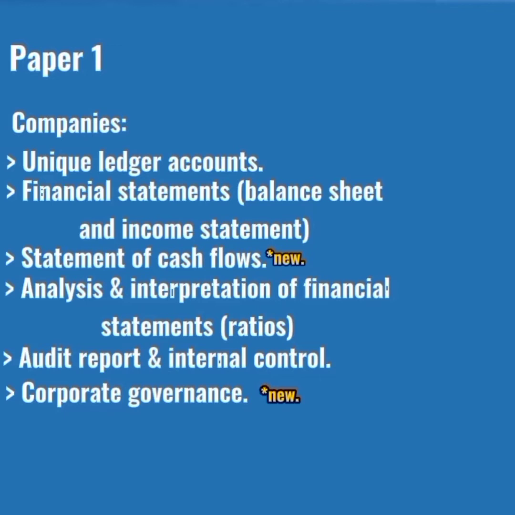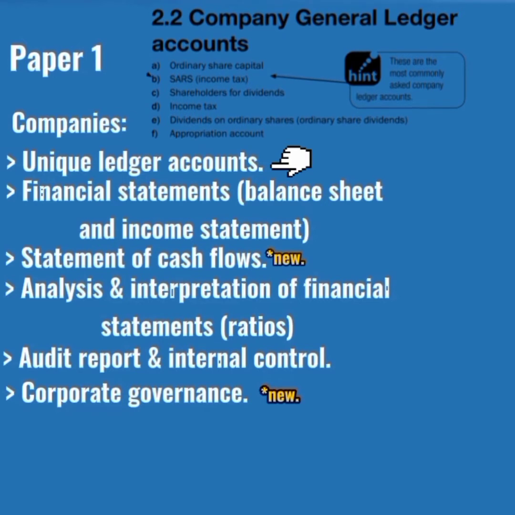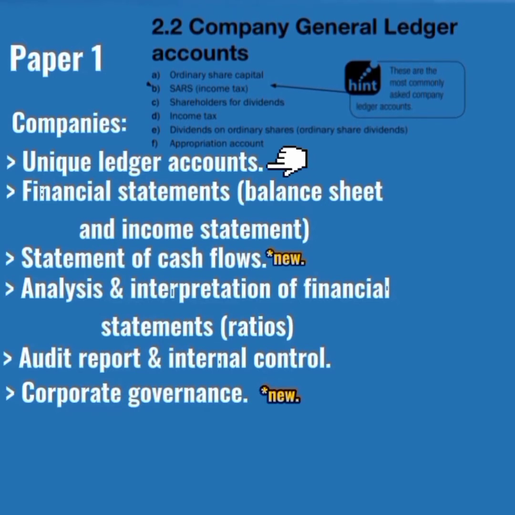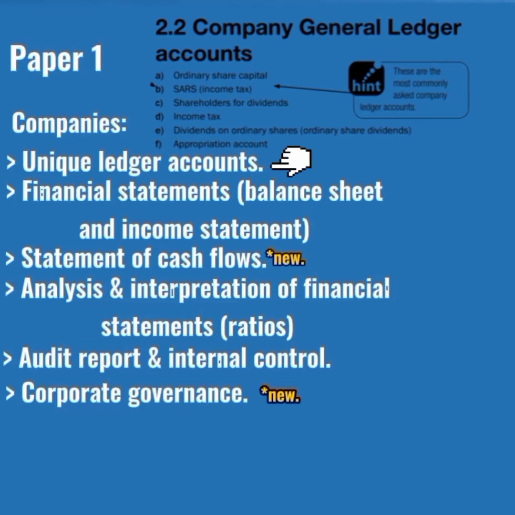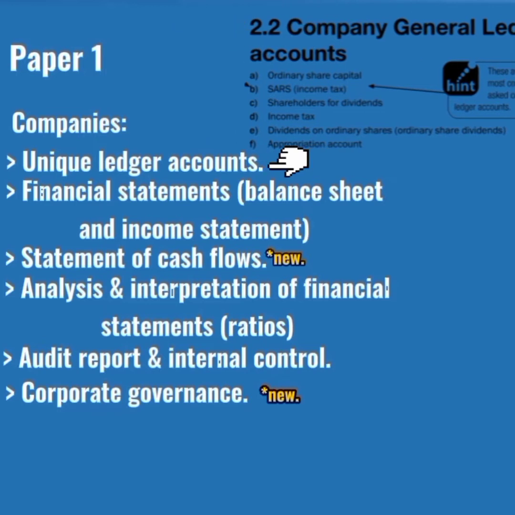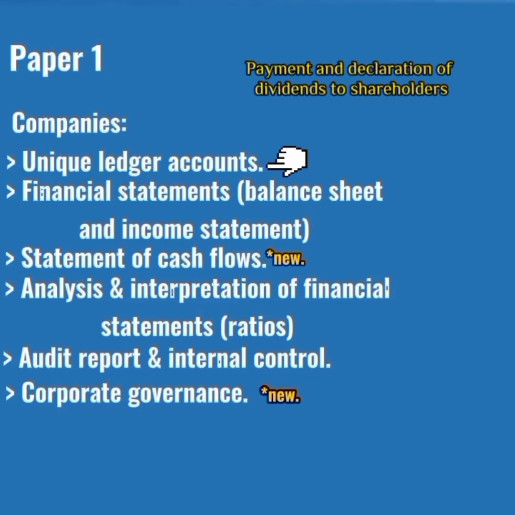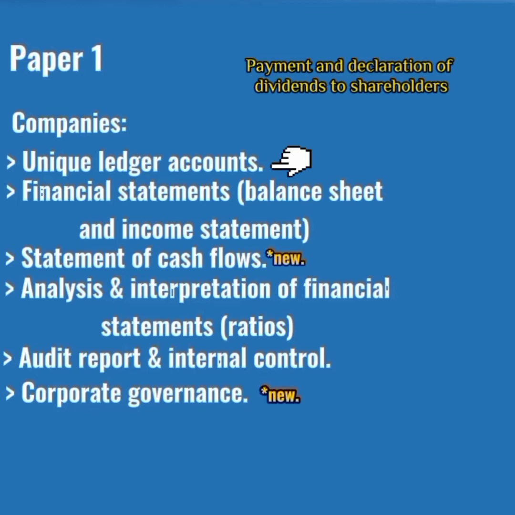The first concept is company general ledger accounts. There are 7 unique ledger accounts that you are going to learn about in grade 12. Ledger account contains a record of business transactions. It is a separate record within the general ledger that is assigned to a specific asset, liability, and equity item. The company ledger accounts are used to record transactions like buying and selling of shares, payment of tax to SARS, payment and declaration of dividends to shareholders, and also division of profit.